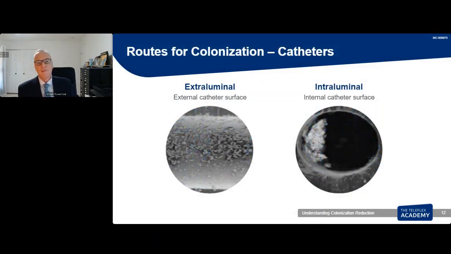The picture on the left shows the external catheter surface with colonization, and the one on the right shows the intraluminal catheter surface with colonization. Why is this important? Because it is known, according to evidence, that during the first 5 days, bloodstream infections are associated with external colonization, but after 5 days are more associated with internal colonization. That's why this is important.